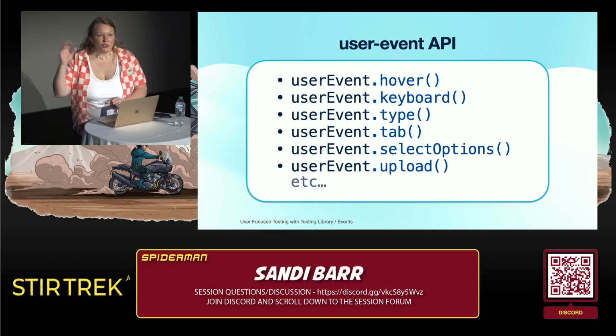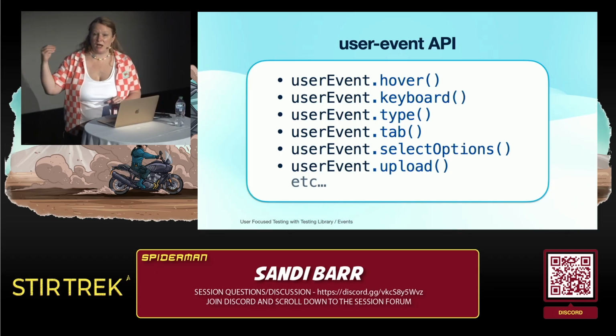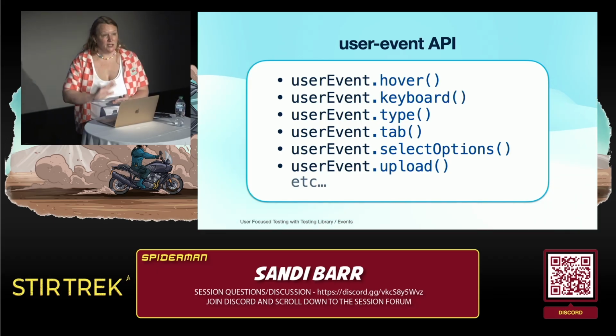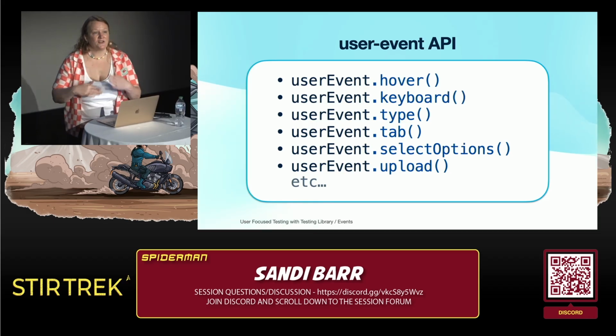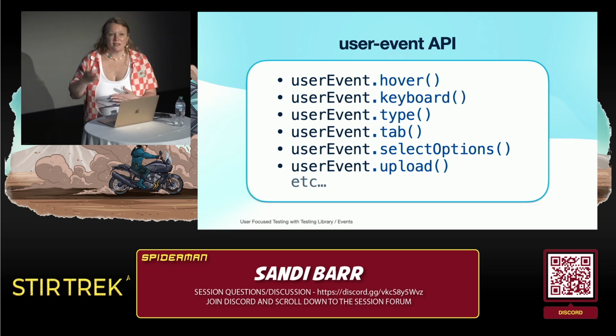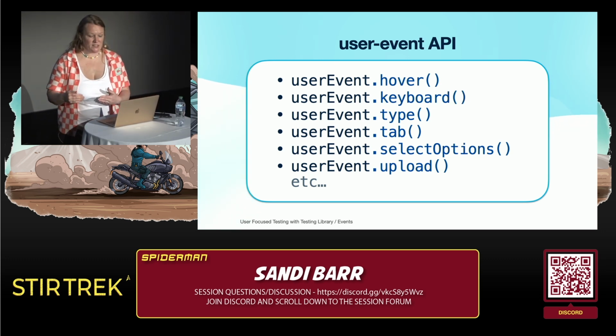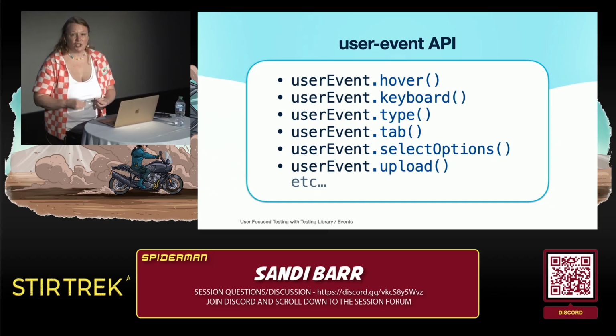So for example, user event hover will simulate hovering over an element by triggering the appropriate mouseover and mouseenter events. And then click will first hover that element, and then it performs all of the mouse pointer interactions to do the click. The type replicates a user typing into an input element by first focusing on the input, then it will do the keydown, keyup, change, and input events.